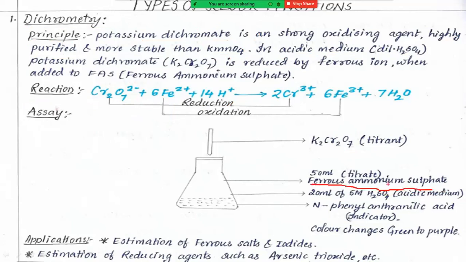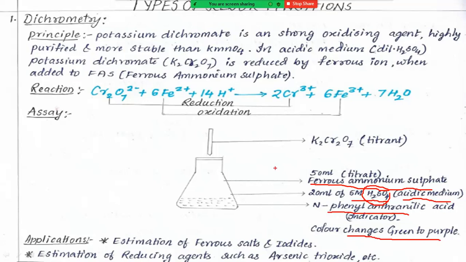Initially we need to take the sample analyte solution. Then we have to add 5 molar H2SO4. What is this H2SO4 for? It is for providing an acidic medium, because all redox titrations are performed in an acidic medium. Then we add an indicator. Phenylanthranilic acid is the indicator here for this reaction. And finally, we get the color change, which is green to purple, right?